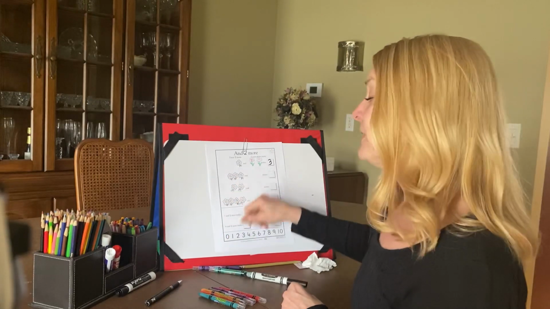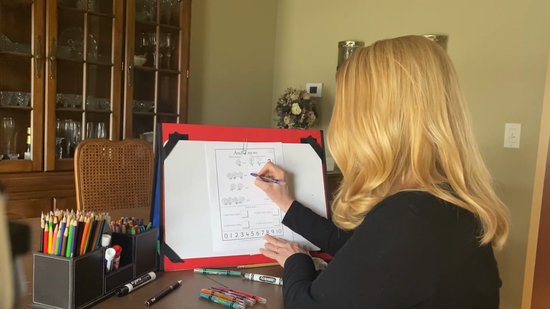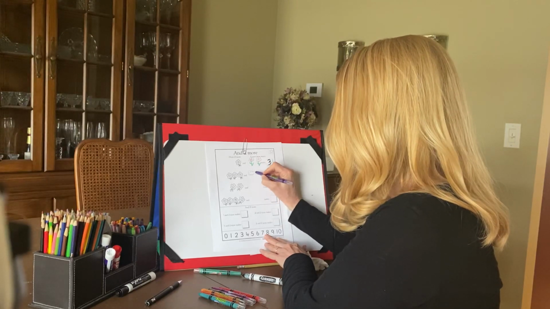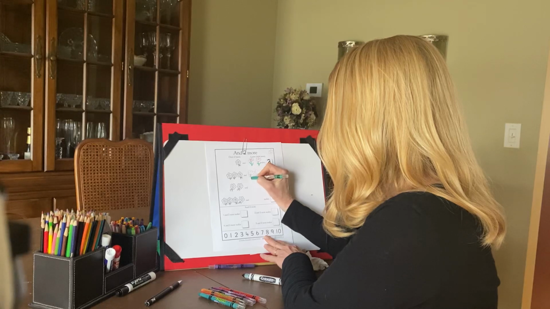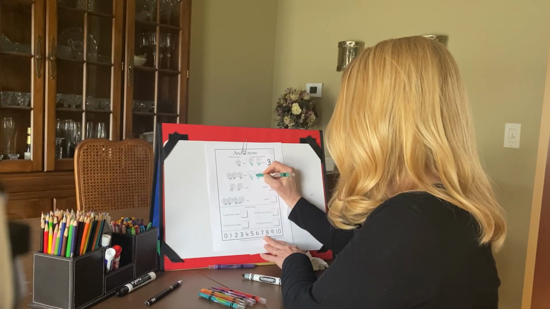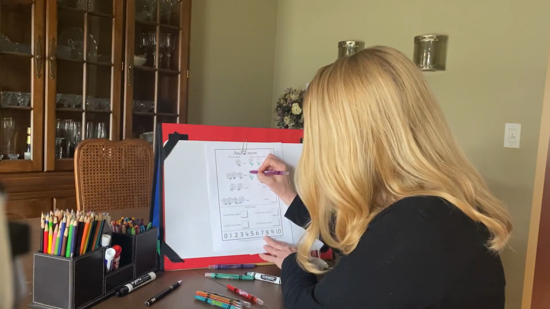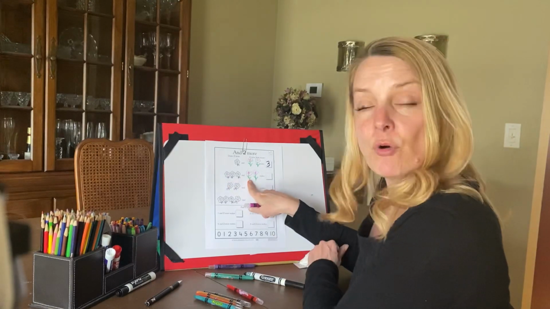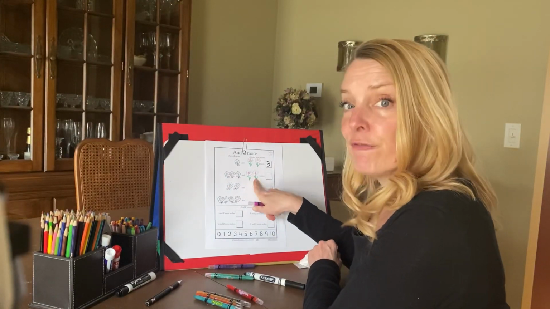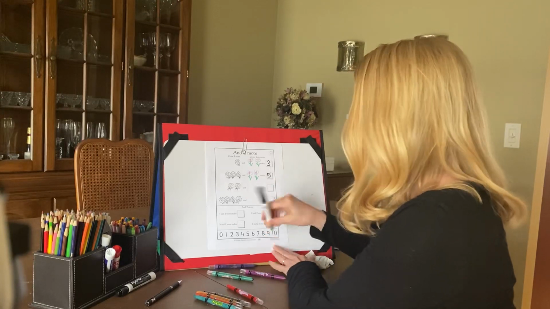So if I have 3 flowers and I draw 2 more, I'm going to draw 2 more. 1, 2. I think I'll make a different center this time. So I have 3 and 1 more is 4, and 1 more than 4 is 5. You're just continuing to add on 1 at a time.